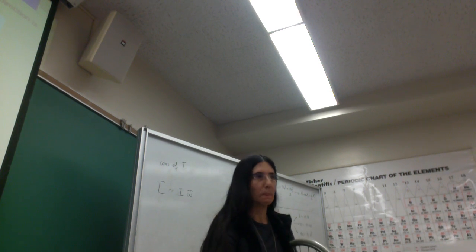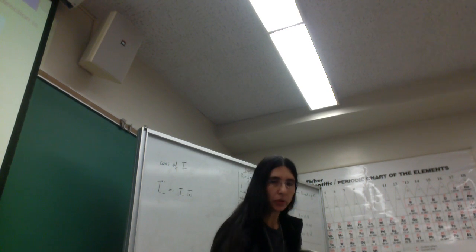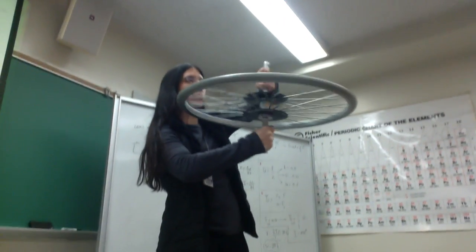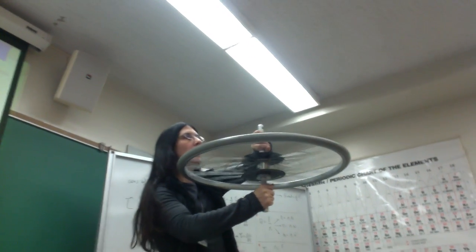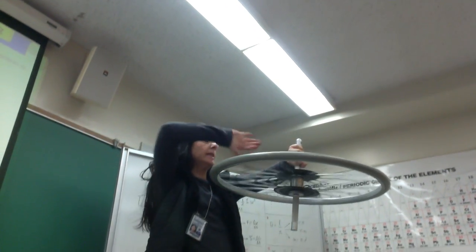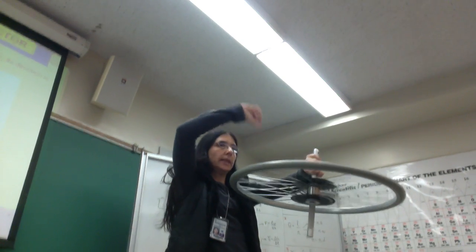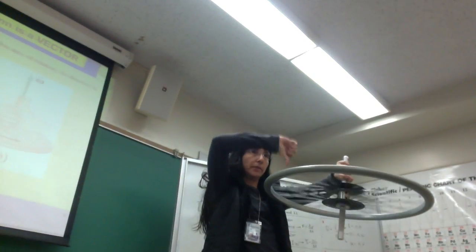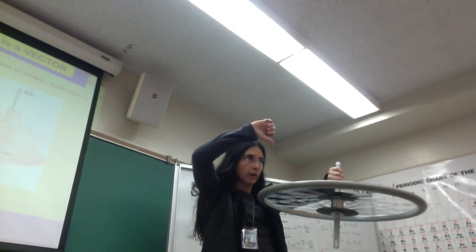Just make sure I don't rotate. Just hold. Now look at what I'm doing. I'm going to rotate this wheel. So it's rotating like this, all right? You see that the vector that I associate with this direction is pointing down. Everybody agrees so far?